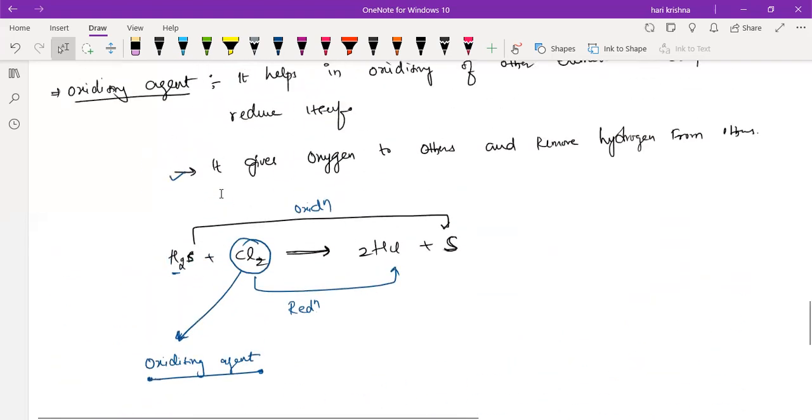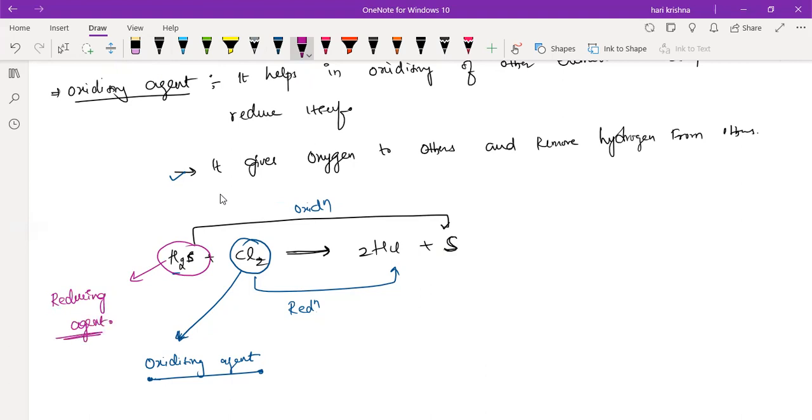A simple thing is, Cl2 is undergoing reduction now, so the remaining one next to the Cl will act as a reducing agent. Okay. If Cl is undergoing the reduction process in the given equation, then the one next to Cl2 will act as a reducing agent. That only helps the Cl to undergo the reduction.